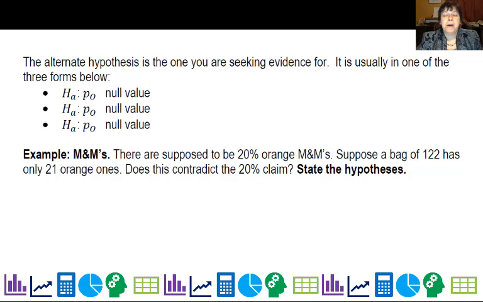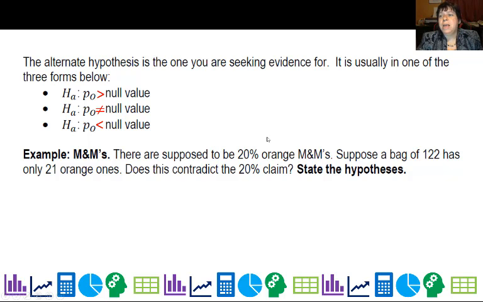So the alternate hypothesis is the one you're really seeking evidence for to say, oh, that null's not good enough, this one's better. And it's usually in one of the three forms. Either P naught is greater than your null value, it's not equal to the null value, or it's less than the null value. In this example, I've got some M&Ms, and they're supposed to be 20% orange. Now I have a bag of 122, and there's only 21 orange ones. Does this contradict the 20% claim?